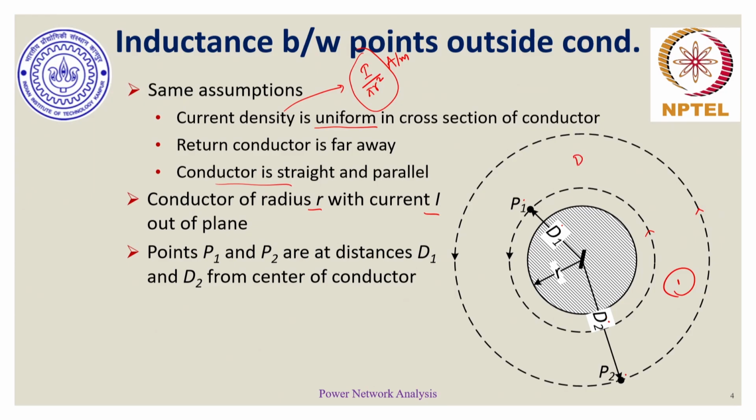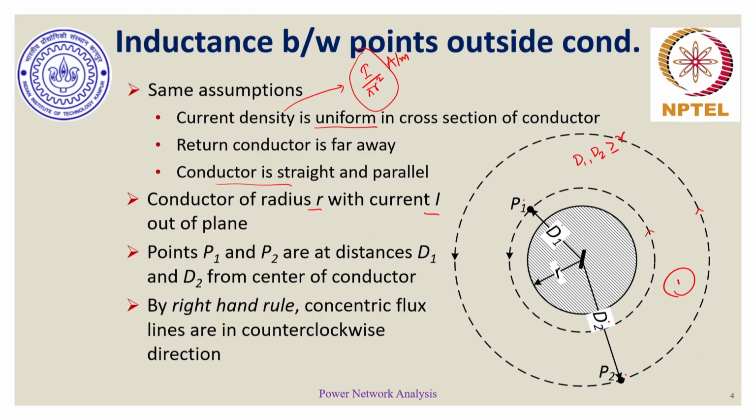D1 and D2, both of them, are going to be greater than r. They can at best be equal to r on the surface, but they should not be less than r, because we are focusing on inductance evaluation due to external magnetic flux lines. We are not focusing on internal magnetic flux lines. The impact of internal magnetic flux lines has already been considered in the previous lecture.